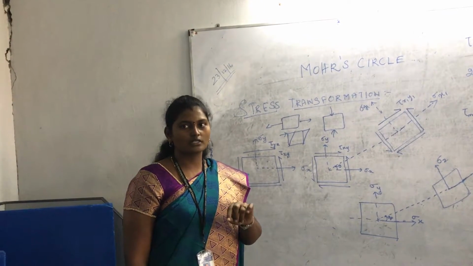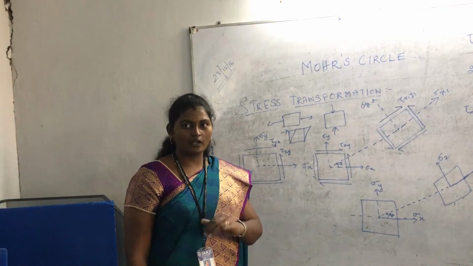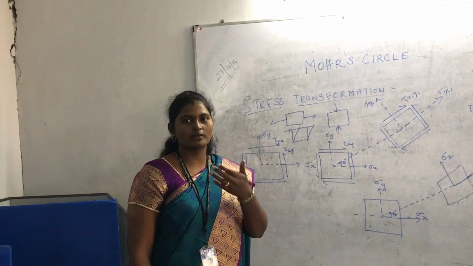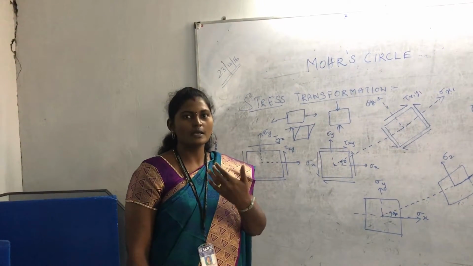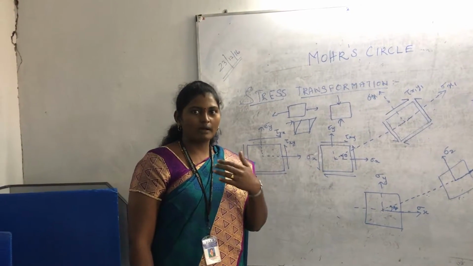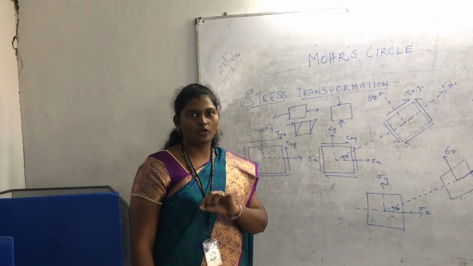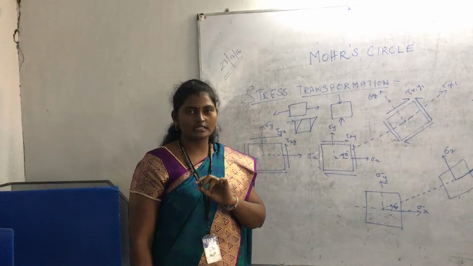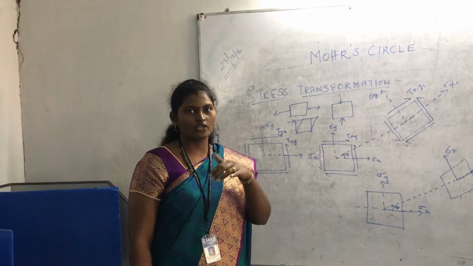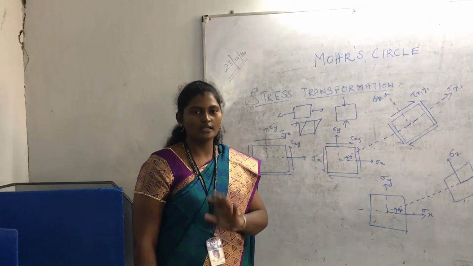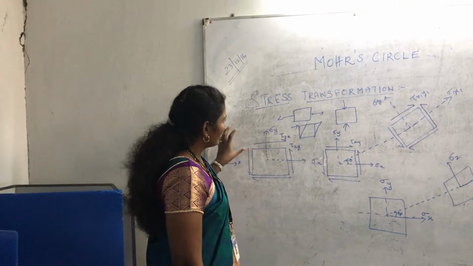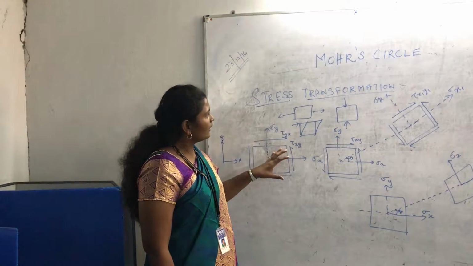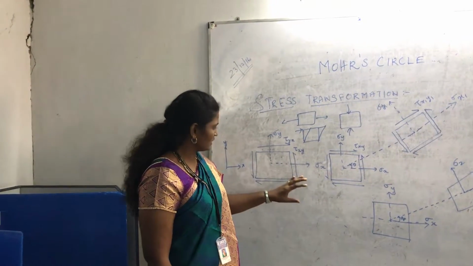That plane is called the major principal plane, and the normal stress on the principal plane on which the maximum stress is acting is called the major principal stress. The minor principal plane is the one having the minimum or lowermost normal stress, and the stresses acting on that minor principal plane are called the minor principal stresses. So let us now look in depth at the stress transformation, that is, the Mohr circle.